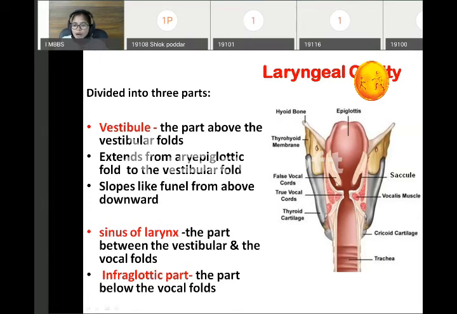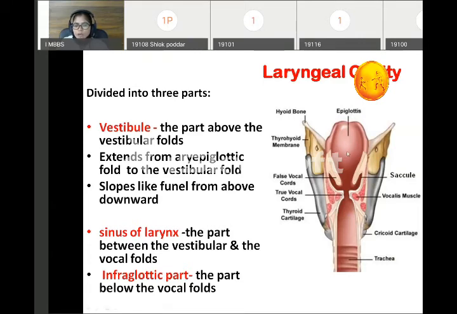Now the infraglottic part. The part of the laryngeal cavity below the vocal fold is called the infraglottic part. This is the infraglottic part. This is truncated cone shape and directed downward. So in the laryngeal cavity, there are three subdivisions.